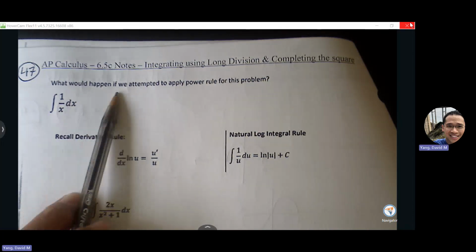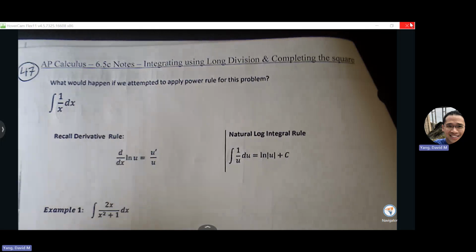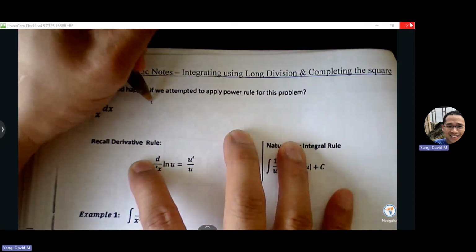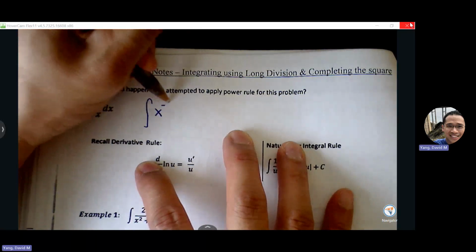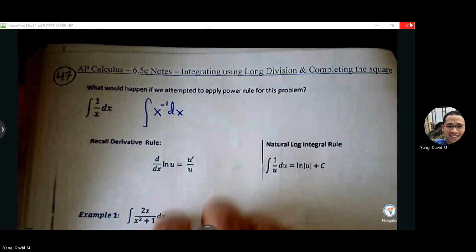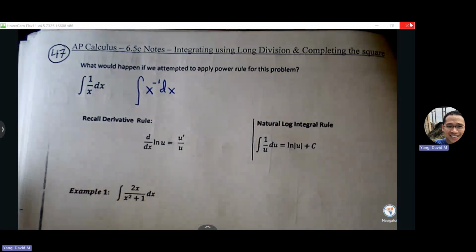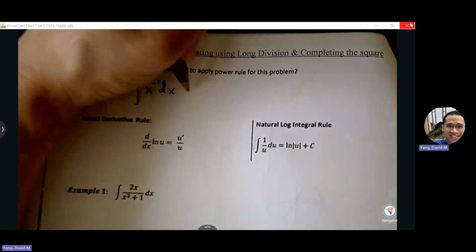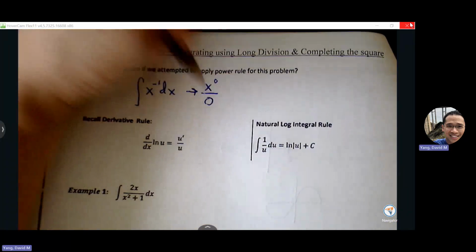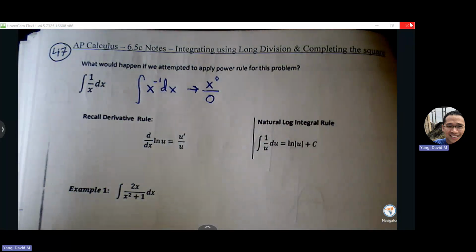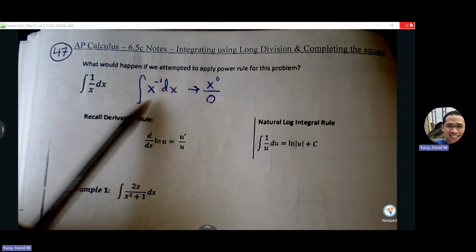So it says, what would happen if we attempted power rule for this problem? Okay, so we have 1 over x dx. We do know that if we want to make it into a power rule problem, we got to move that x up to the top. What's going to happen if I attempted power rule? I end up with x to the 0 over 0. That doesn't work, right?